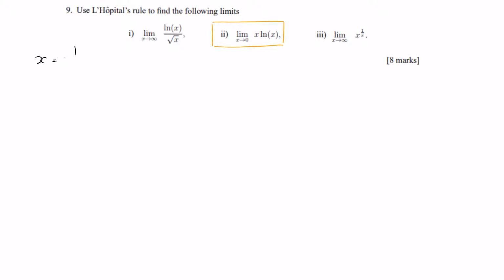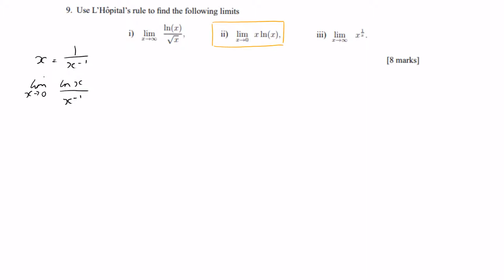So what we can do is take the function x, and it is clear to see that x is equal to 1 over x to the minus 1, so x to the minus 1, 1 over x, so it is just x. And if we substitute this in, that will give us the limit as x tends to 0 of ln x over x to the minus 1. So now we've got our quotient.